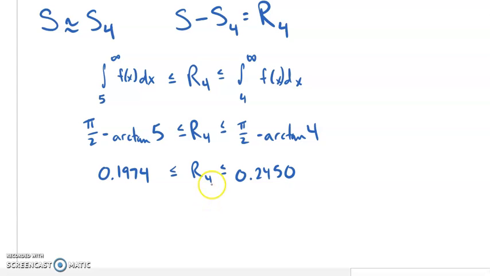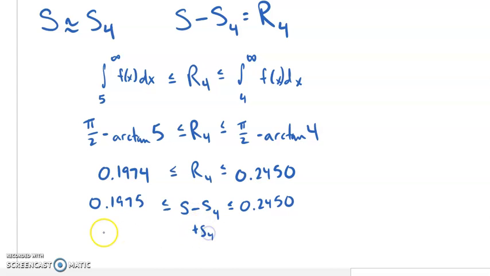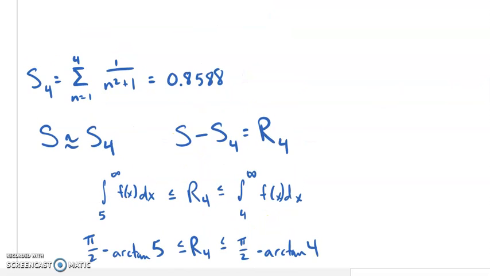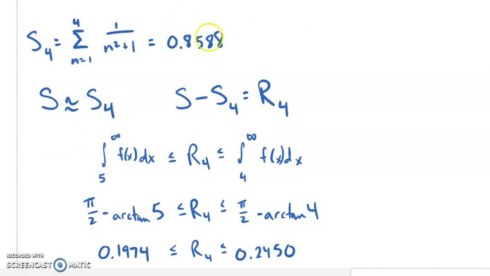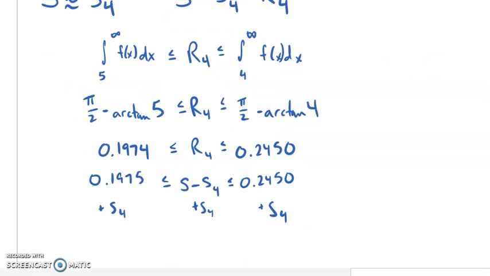So now I'm going to say, I know that the remainder is equal to the difference between the actual value and the fourth partial sum. I'll go ahead and rewrite this real quick. Remember that we can add this partial sum to everywhere. And also remember that we know what this fourth partial sum is. We found that earlier. It was 0.8588, according to our calculator.